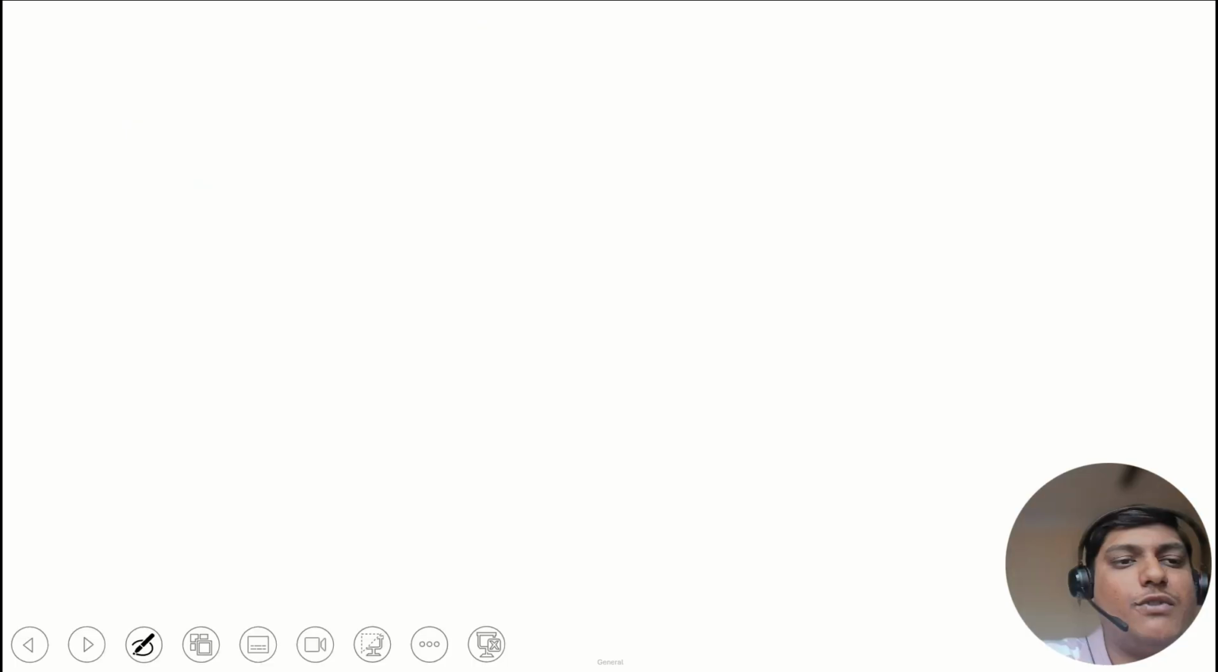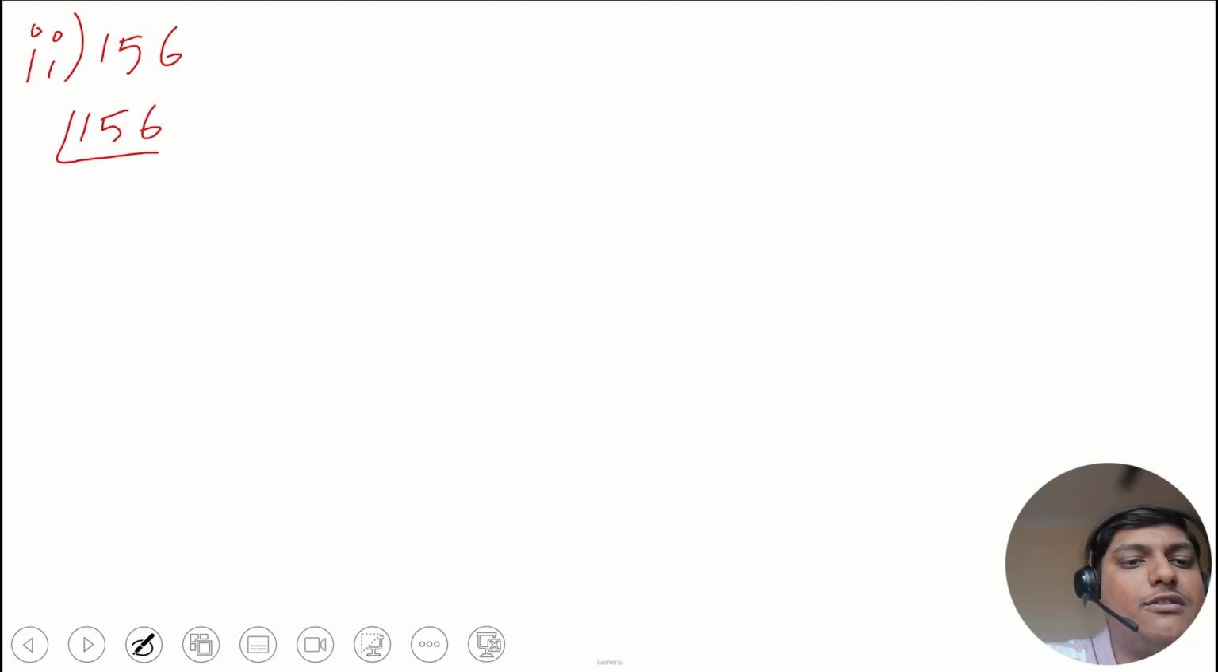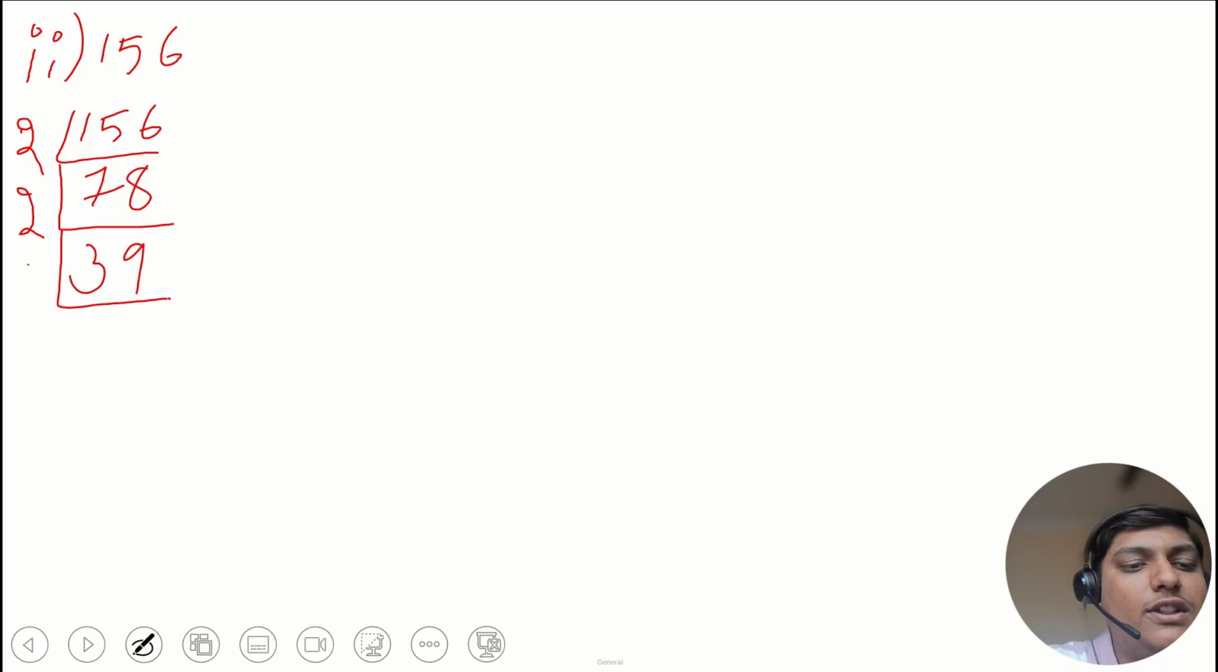The next example is 156. The second question is we have to express 156 as a product of prime factors. So I have to factorize 156 with prime factors. I'll start with 2. 2 7s are 14, 2 8s are 16, then 2 3s are 6, then 2 9s are 18. Then I'll go with 3. 3 1s are 3, 3 3s are 9. Then I'll divide 13 by 13 and I'll get 1.